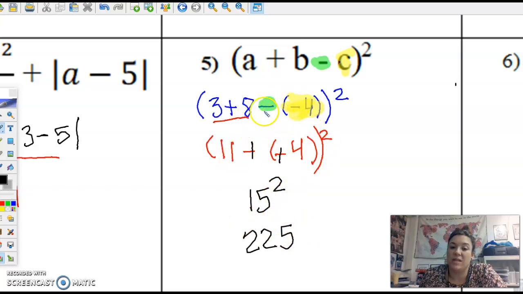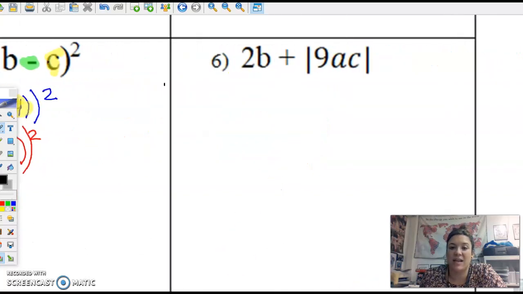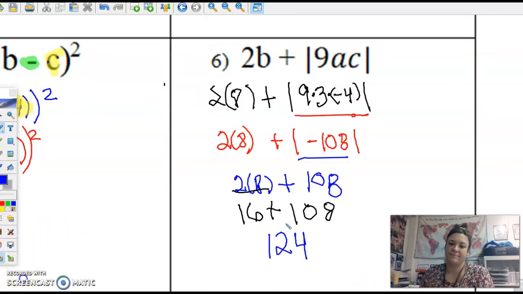All right, so the biggest part is that minus is there, and then the C is the -4 by itself. It has nothing to do with that minus sign. You have to put the -4 there. Let me know if you have any questions in class. All right, last one, guys. Do your best, substitute first, and then check your answer.